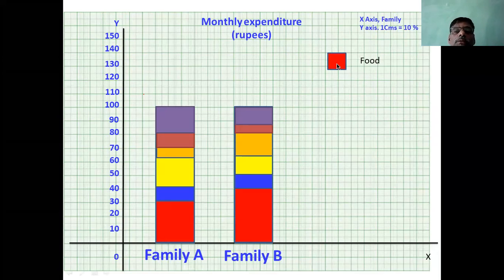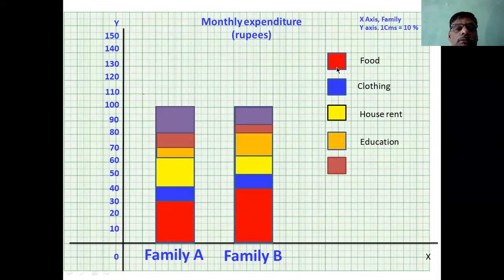This color indicates food. Second, blue indicates clothing. Yellow, house rent. Dark yellow, education. Then this chocolate color indicates fuel. Then purple indicates miscellaneous. Like this, you have to show the graph. This is the second percentage bar diagram.